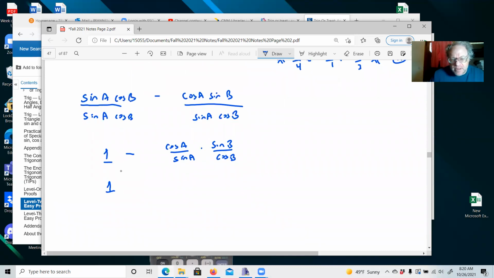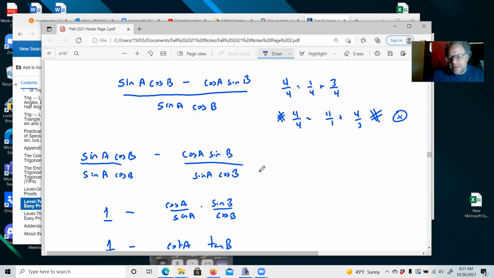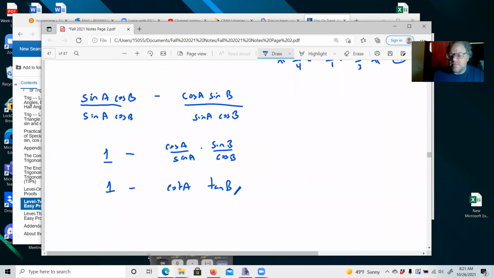That's what I want. Cosine over sine, that's cotangent. Sine over cosine, that's tangent. What were we supposed to show? Oh, cosine A, cosine B. So we're done. That's the kind of question I would ask you for an identity.